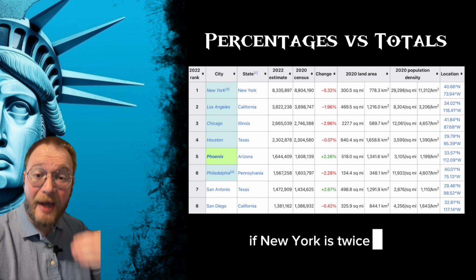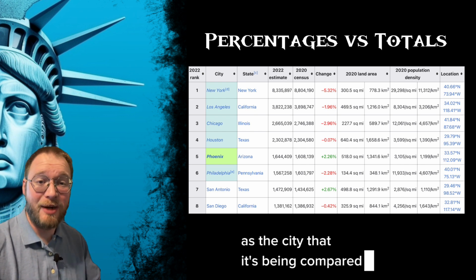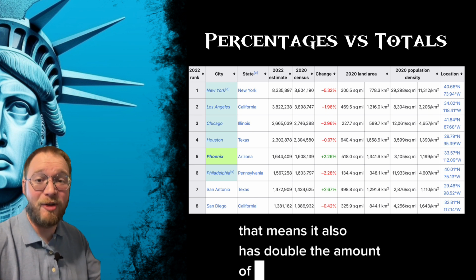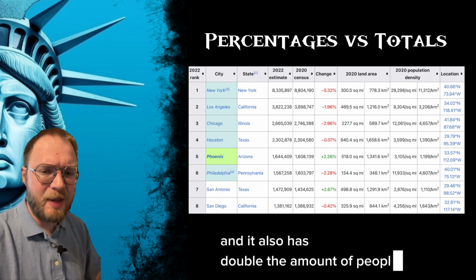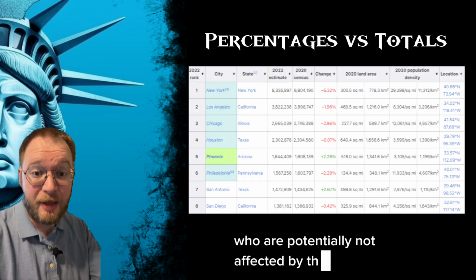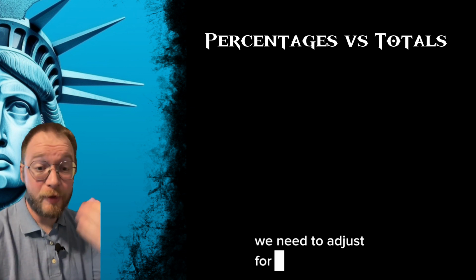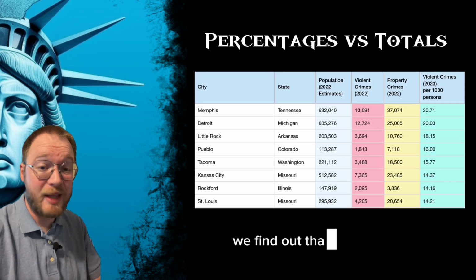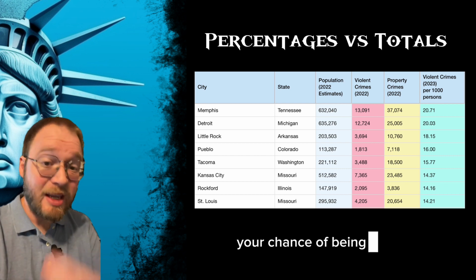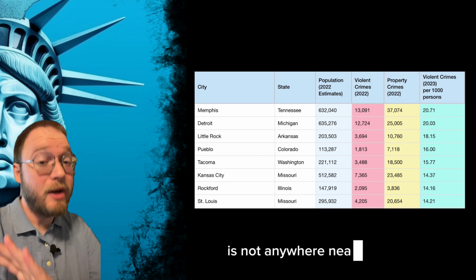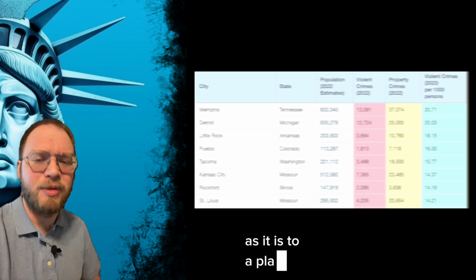If New York is twice as populous as the city that it's being compared to, that means it also has double the amount of people who potentially can commit that crime. And it also has double the amount of people who are potentially not affected by those crimes. And as a result, we need to adjust for population. And when we do, we find out that New York is not really on any of the most dangerous lists. Your chance of being a victim of violent crime is not anywhere near close in New York as it is to a place like Memphis.